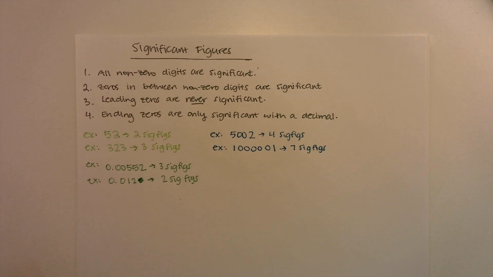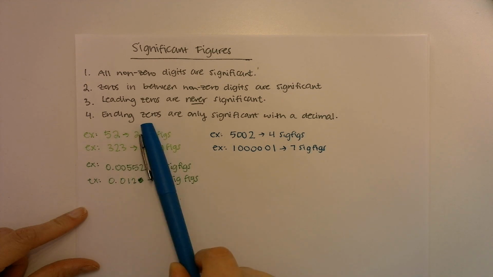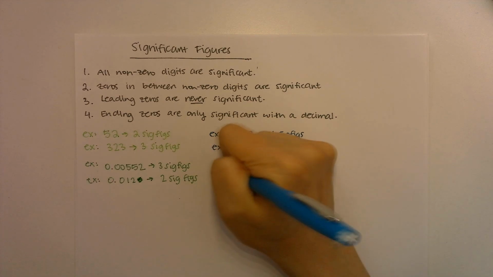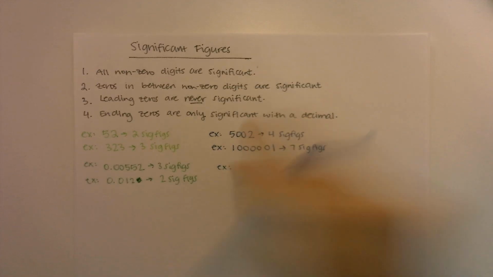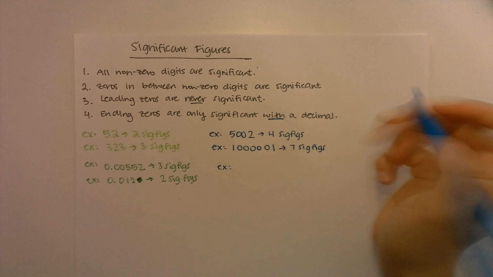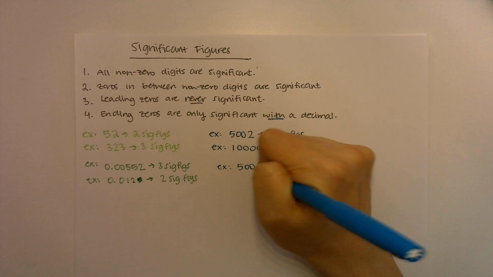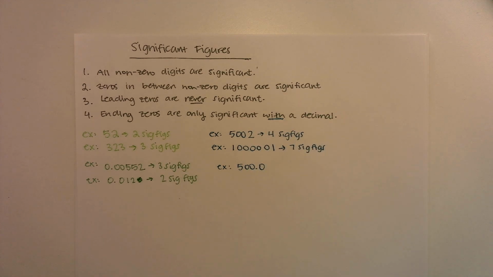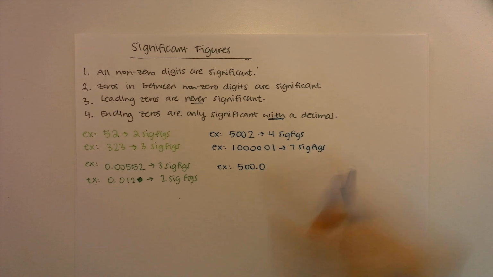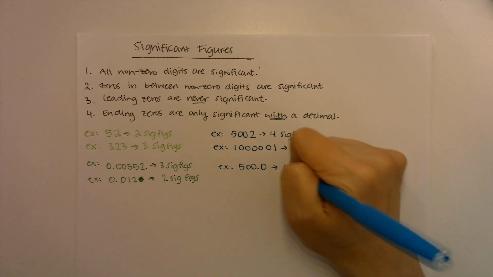Alright, the last rule. Again, the leading zeros are the zeros that are before, and the ending zeros are the zeros that are after. The ending zeros are only significant with a decimal. This is what confuses most students. For example, if I give you 500.0, all these zeros that are after, since there's a decimal point, are all significant. So I have 4 sig figs.